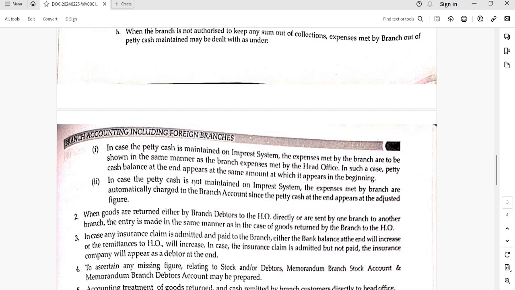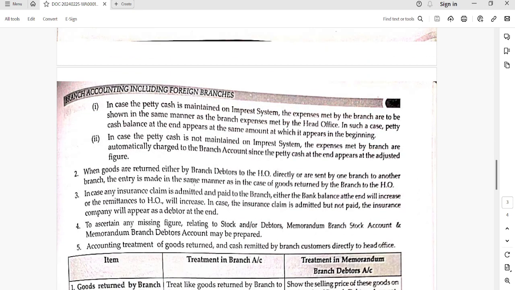Okay. And now what happened? Point number 3: in case any insurance claim is admitted and paid to the branch, either the bank balance at the end will increase or remittance to HO will increase. It means when the insurance claim is admitted and also paid to the branch, then the bank balance at the end will increase. Obviously, the bank balance of the branch will increase, and the remittance to HO will also increase definitely.